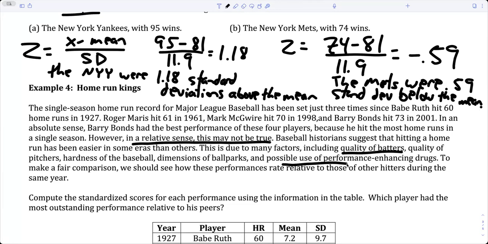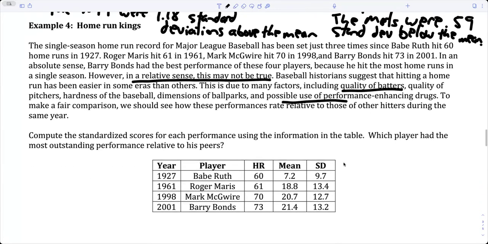To make a fair comparison, we should see how these performances rate relative to those of other hitters during the same year. So this is what a Z-score allows us to do. It allows us to standardize it and then make comparisons between them. So compute the standardized scores for each performance using the information in the table. Which player had the most outstanding performance relative to his peers?